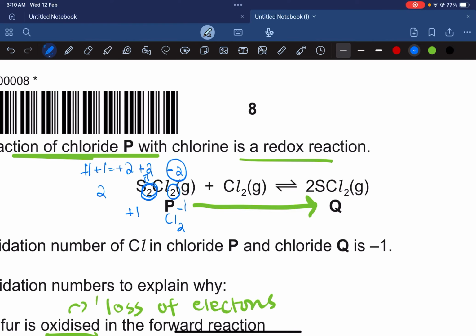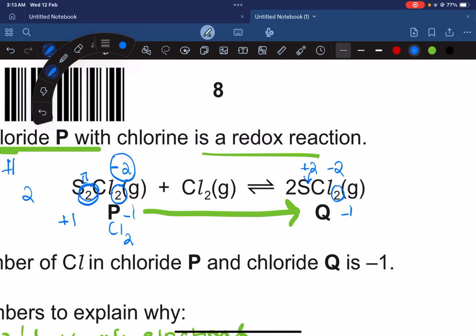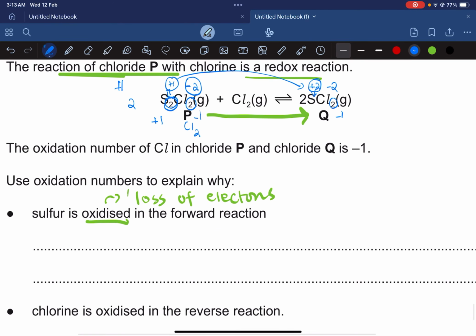Over here, 1 chlorine is -1 and we have 2 chlorines, so it's -2. To balance out -2, we need a +2, and one sulfur has +2. So that is oxidation, because sulfur has moved from a charge of +1 over here to +2 over here, which is an increase in oxidation number. Sulfur is oxidized in the forward reaction.